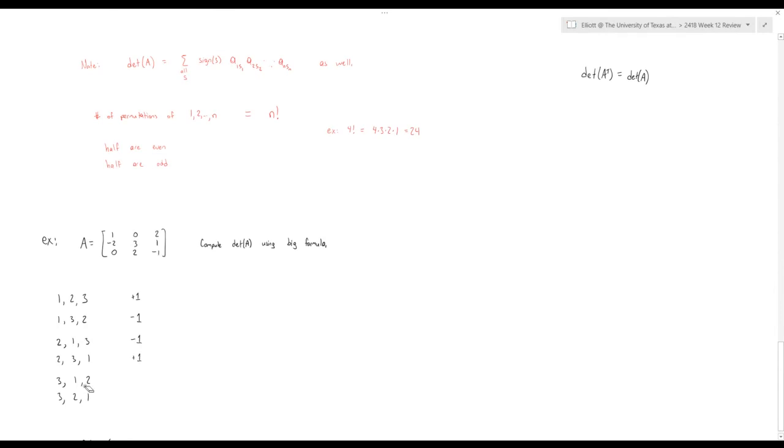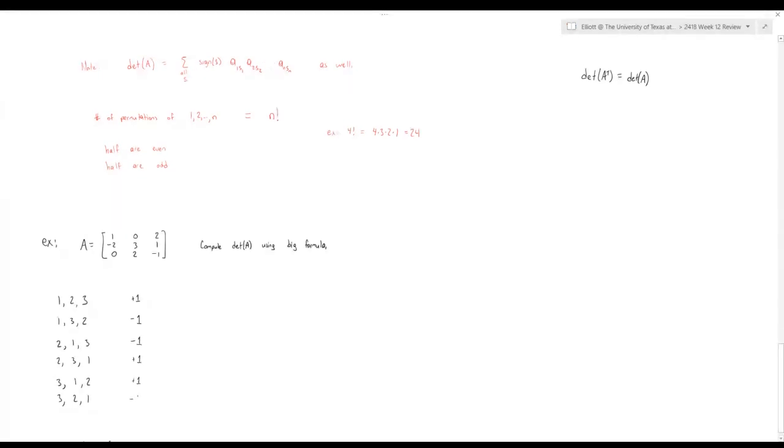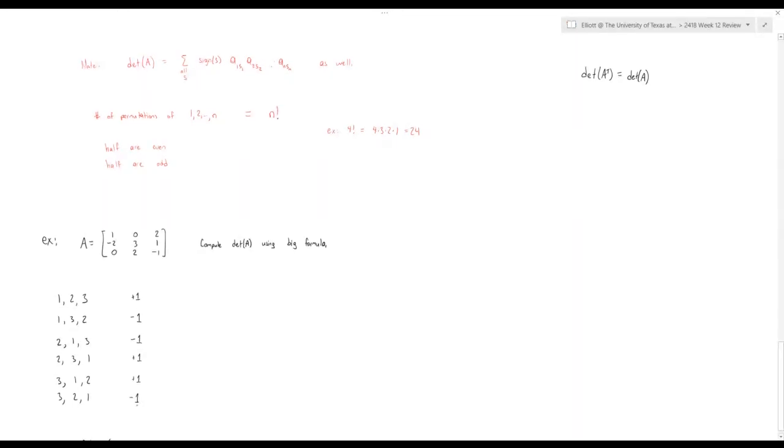Let's see, this one, I think requires 2 swaps as well. So this one has a positive sign. This one, if you just swap the 1 and the 3, that will put it in the natural order. So it requires 1 swap, so its sign is -1. So if you need an even number of swaps, its sign will be +1. And if you need an odd number of swaps, its sign will be -1.